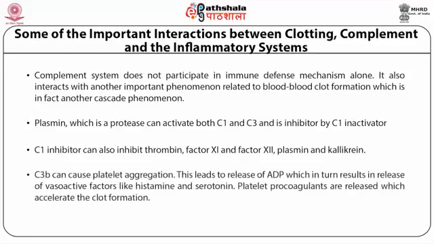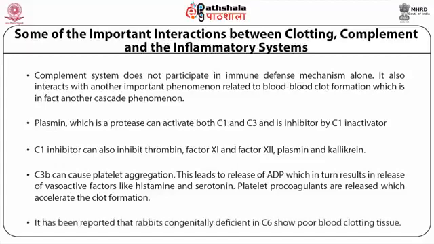C3b can cause platelet aggregation. This leads to release of ADP, which in turn results in release of vasoactive factors like histamine and serotonin. Platelet procoagulants are released which accelerate the clot formation. It has been reported that rabbits congenitally deficient in C6 show poor blood clotting.